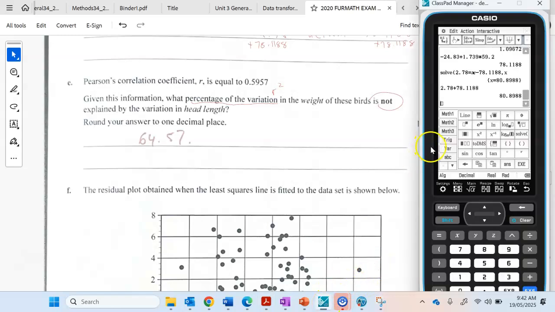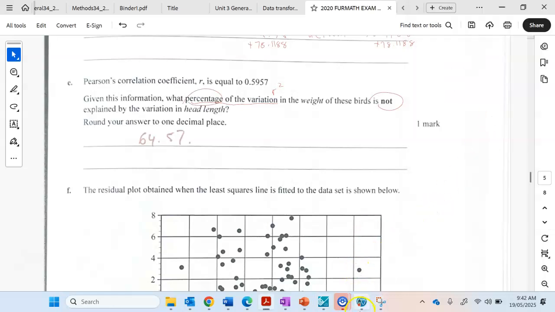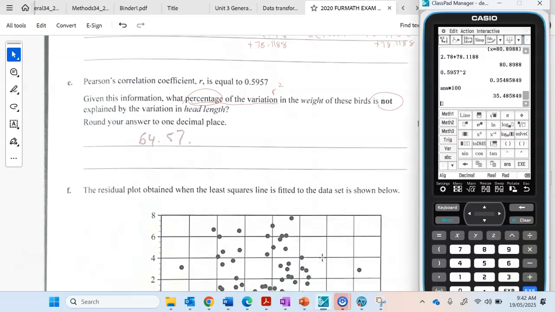So let's find R squared first of all. They're giving us R, 0.5957, and we're going to square that value. We don't make it negative or positive, because R squared is always positive. Then we multiply it by 100 because we do it as a percentage. It is also saying the percentage of variation, so R squared is always reported as a percentage. So we get 35.5. Now that would be a common incorrect answer, because we want not explained. So 35.5% is explained, but if we want not explained, then we just look for the percentage that's left over.